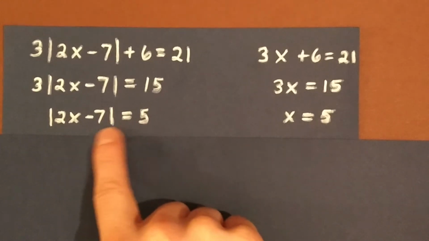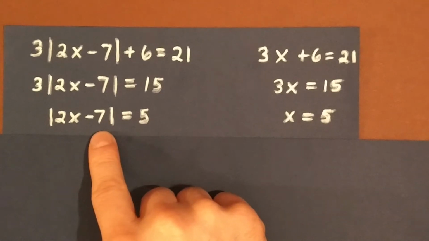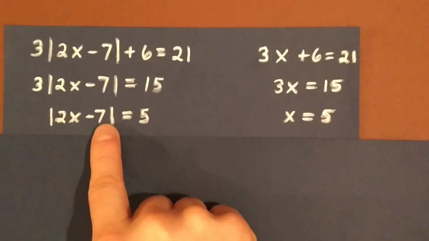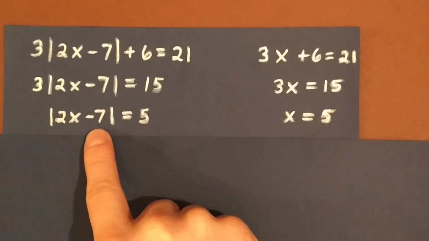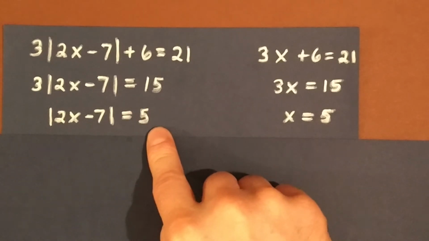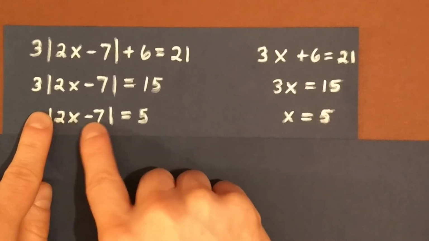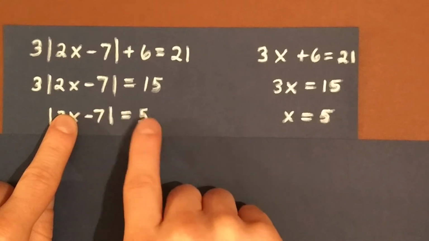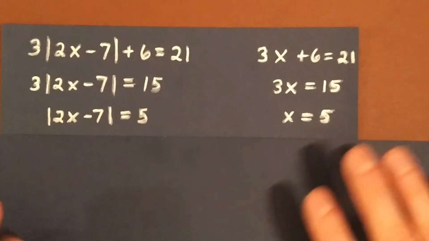And now we have an equation similar to before. So we have to keep going here. And the way we proceed is we have to realize that the expression inside has to equal 5 or negative 5. Those are the only things that have an absolute value of 5. So 2x minus 7 inside the absolute value must be either 5 or negative 5. And we create now those two equations.